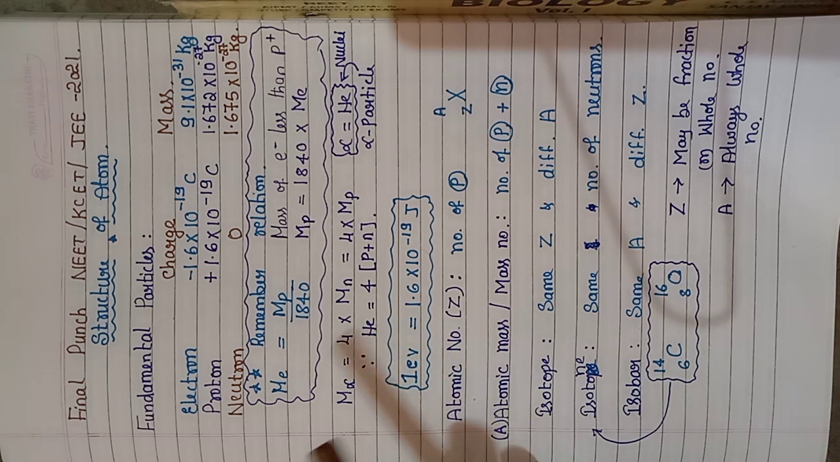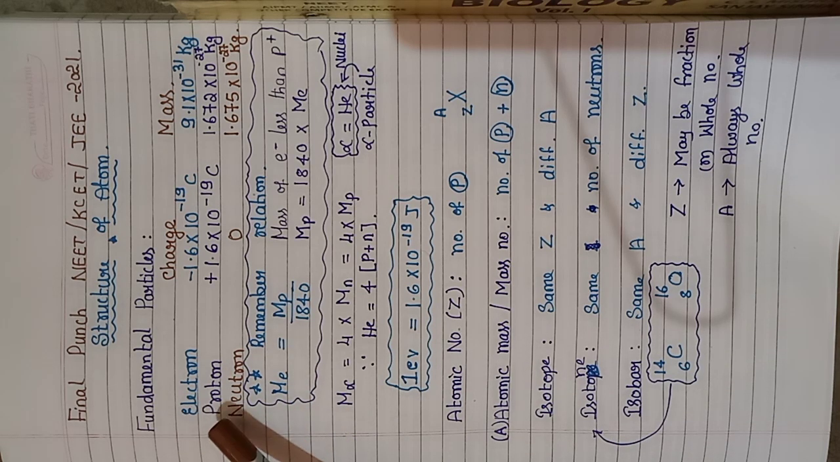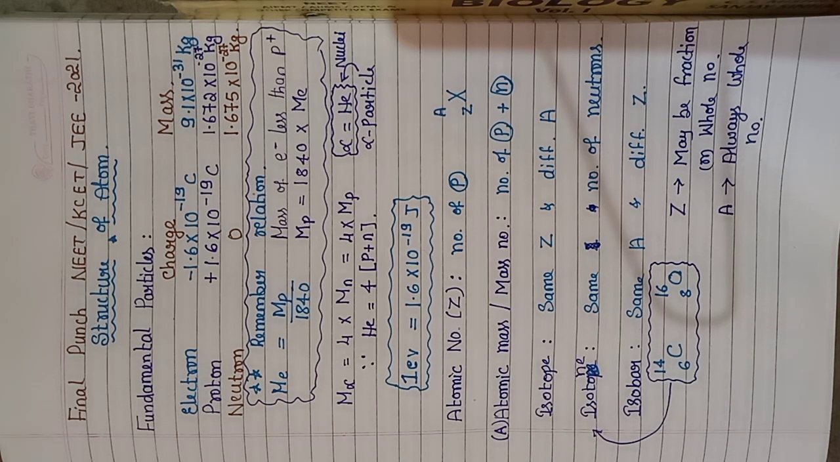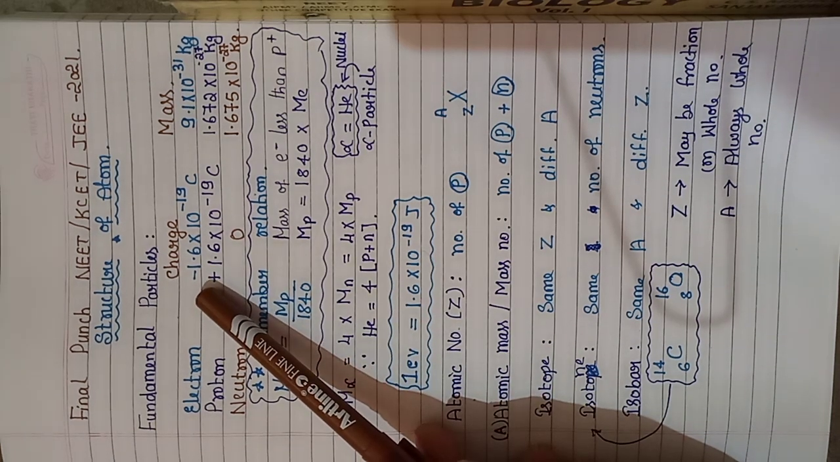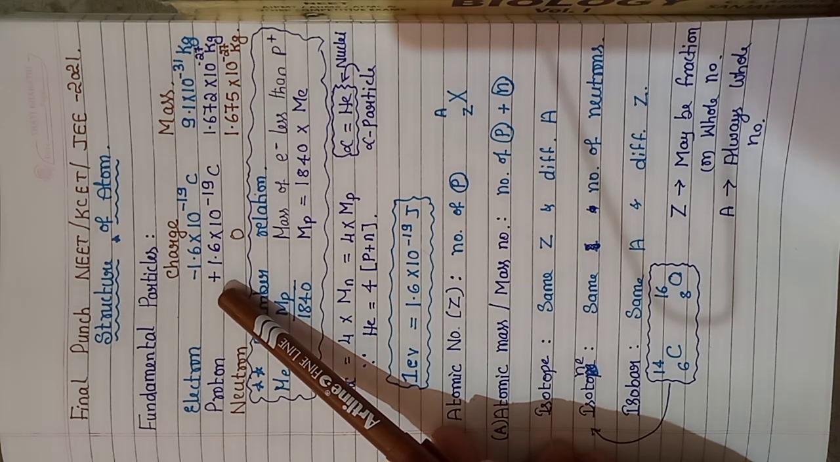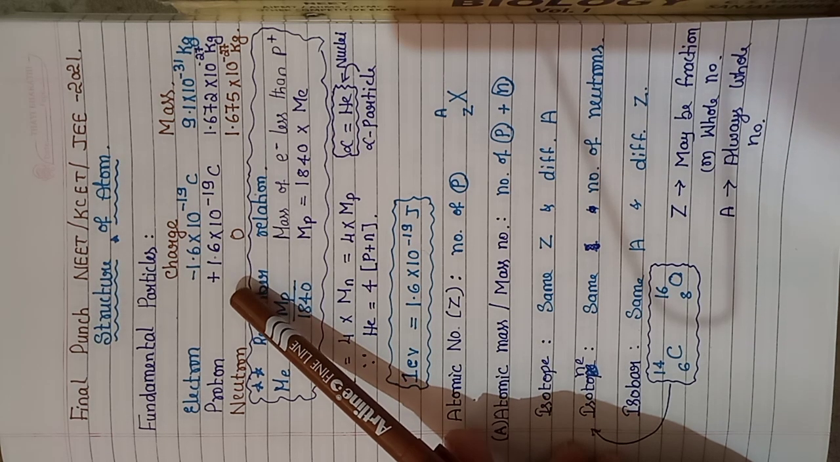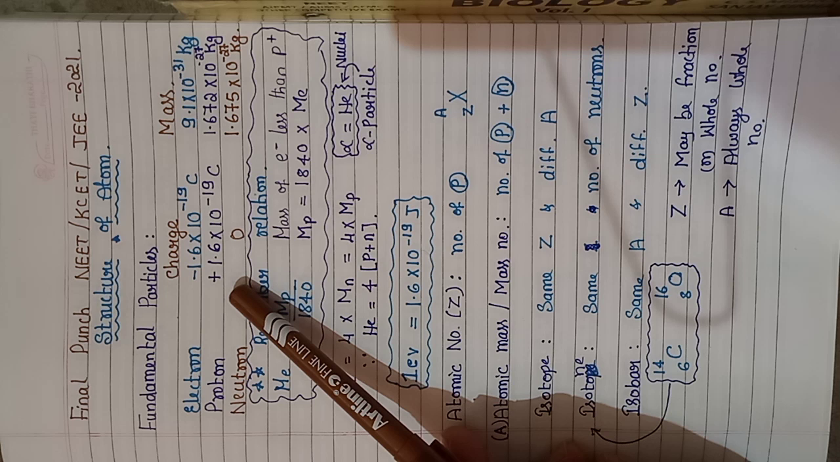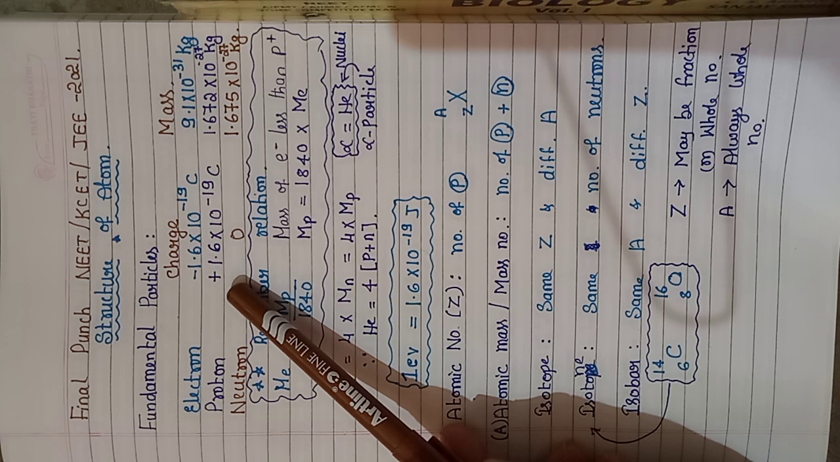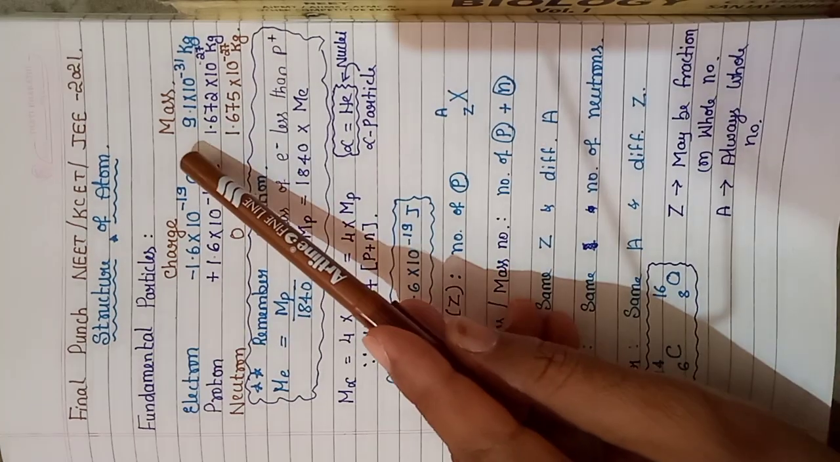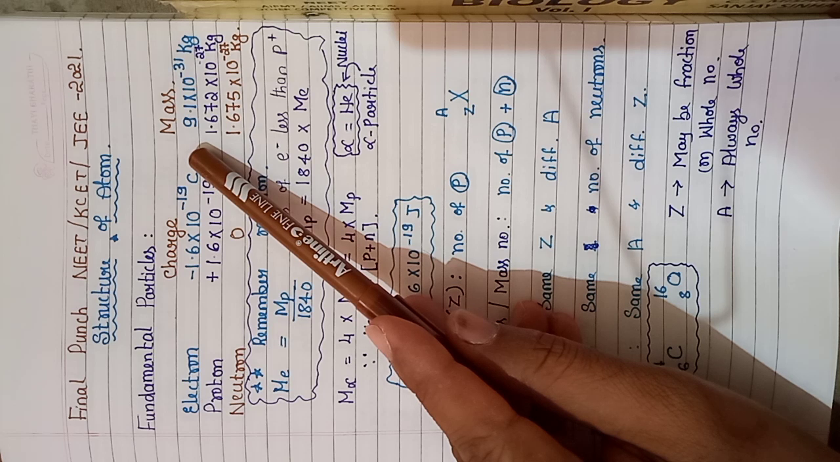As we know, the three fundamental particles are electrons, protons and neutrons. Here we must remember the charge and mass of these three fundamental particles. The charge of electron is minus 1.6 into 10 to the power of minus 19 coulomb, whereas proton is plus 1.6 into 10 to the power of minus 19 coulomb, and the charge of neutron is 0. And if you see the mass of these subatomic particles, the mass of electron is 9.1 into 10 to the power of minus 31 kg.